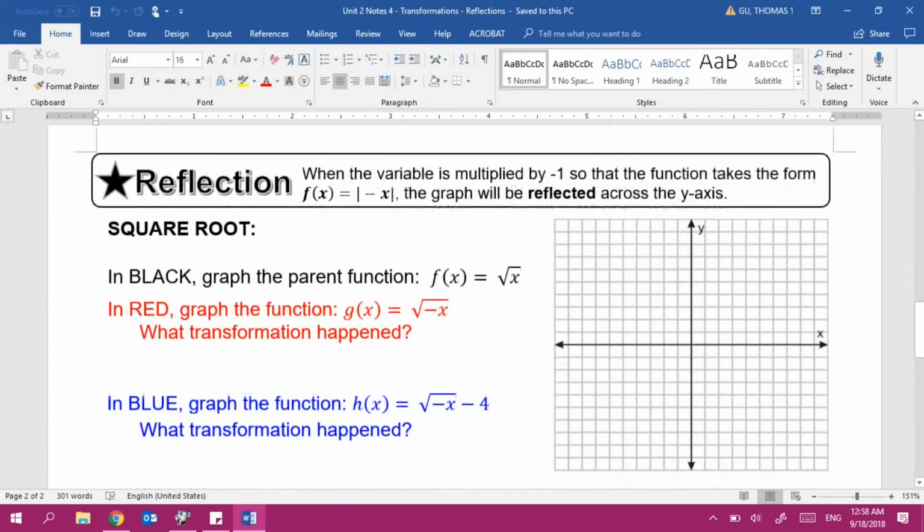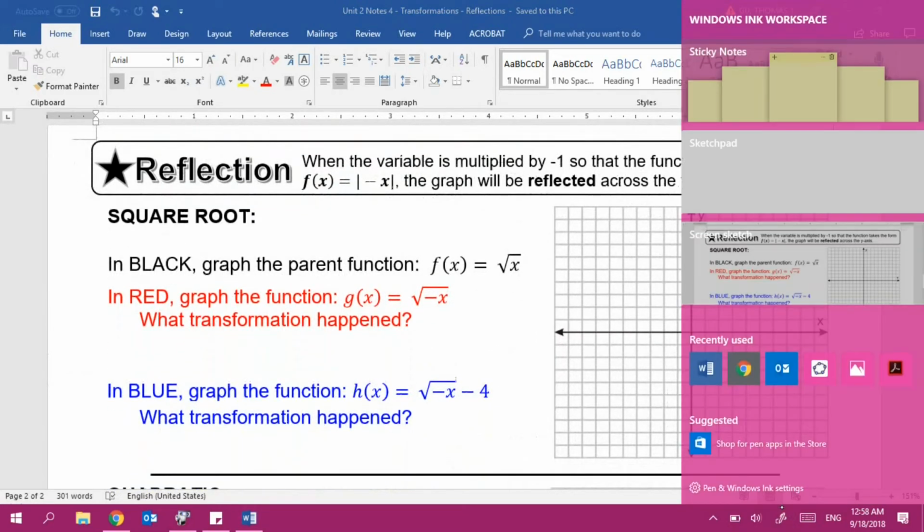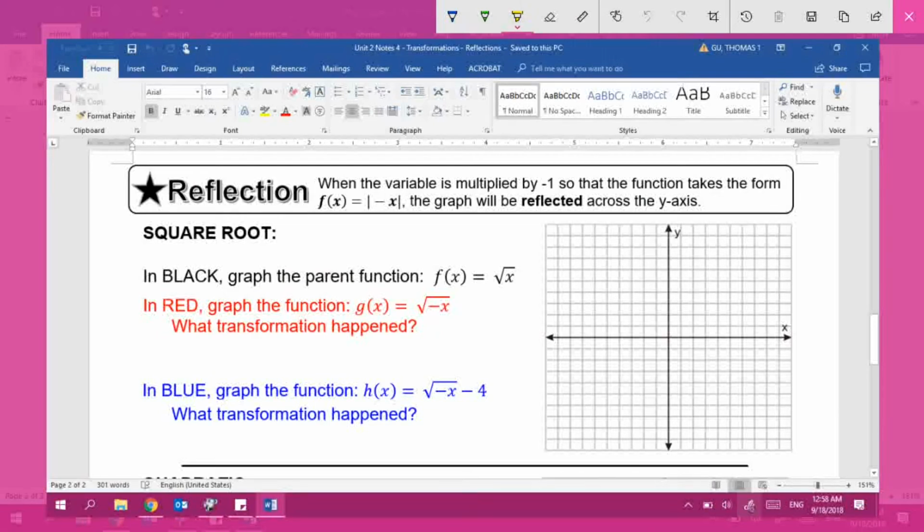This is another reflection. So take a look at this. When the variable is multiplied by -1, so that the function takes the form f of x equals absolute value of negative x, we can see this time the negative sign is inside our function, inside our operation. The graph is going to be reflected across the y-axis.